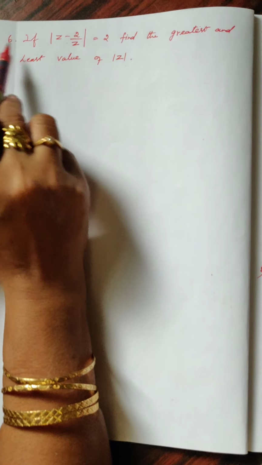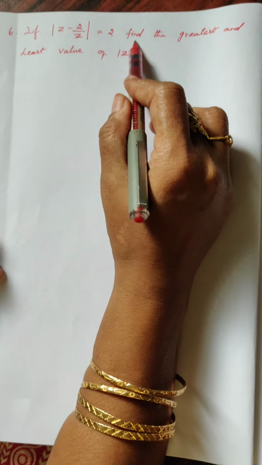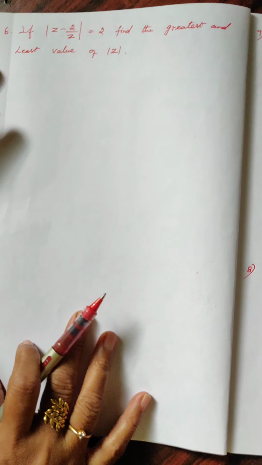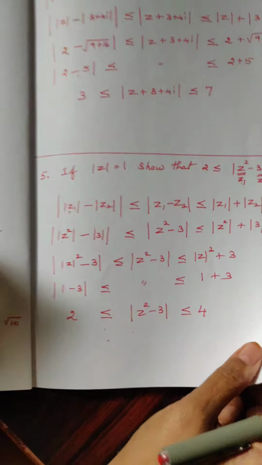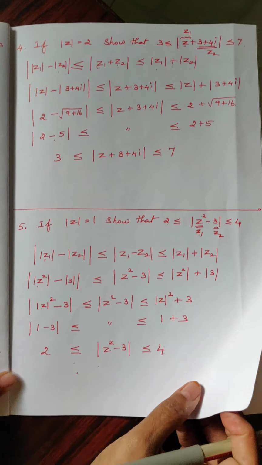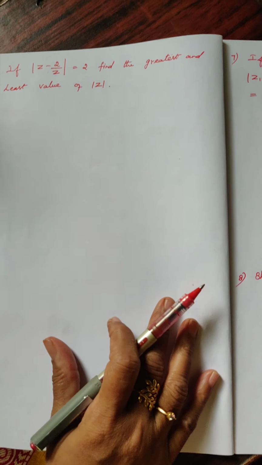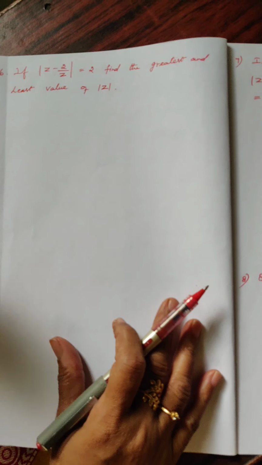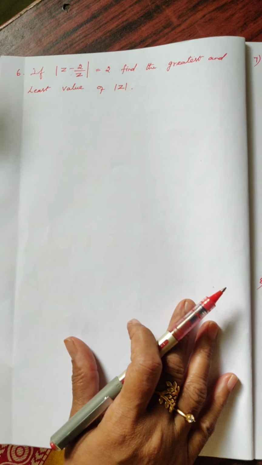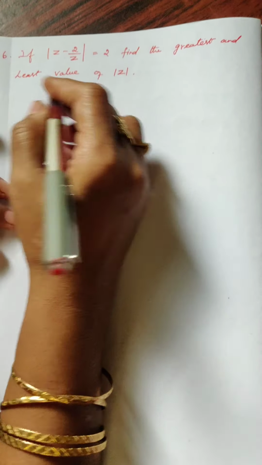Now see this sum, 6th sum. If modulus of z minus 2 by z is equal to 2, find the greatest and least value of modulus of z. We can do this sum in these two methods also. You will get the answer. But I will do the same problem in a different way, because you should not follow the pattern as it is. You have to apply your mind to do the problem in different ways. Okay. So I am taking this problem in a different manner.